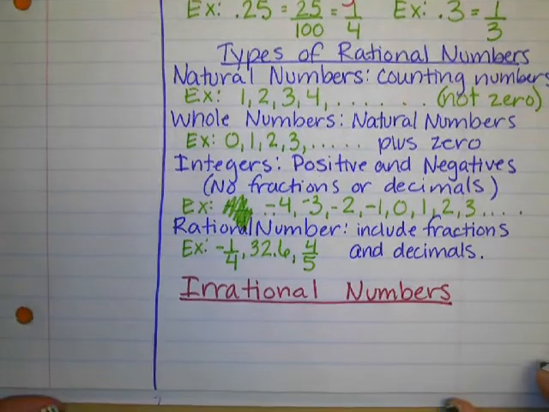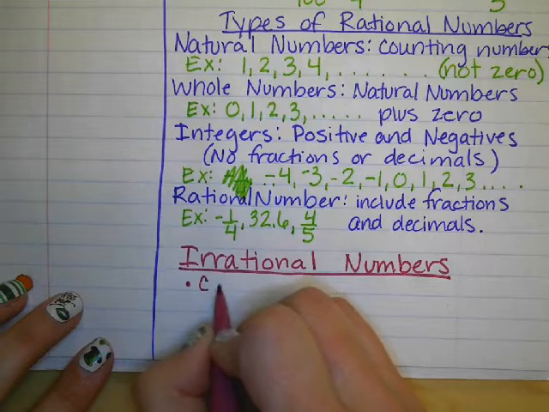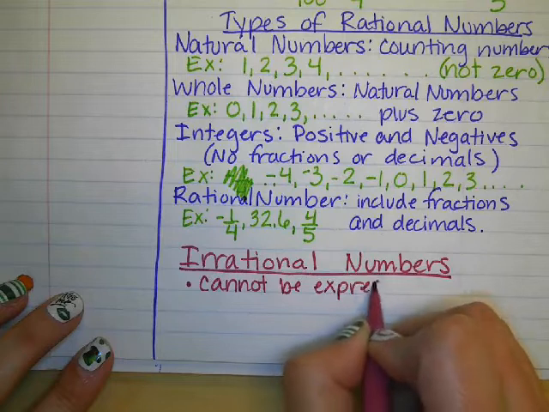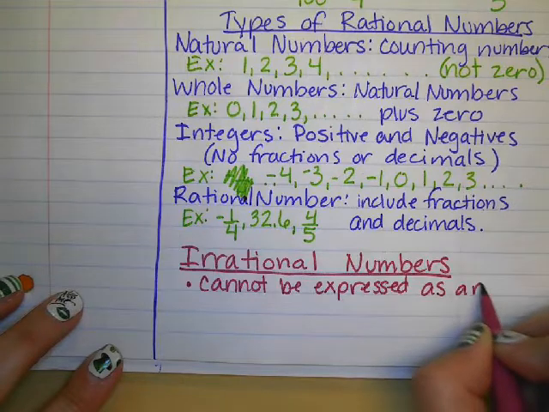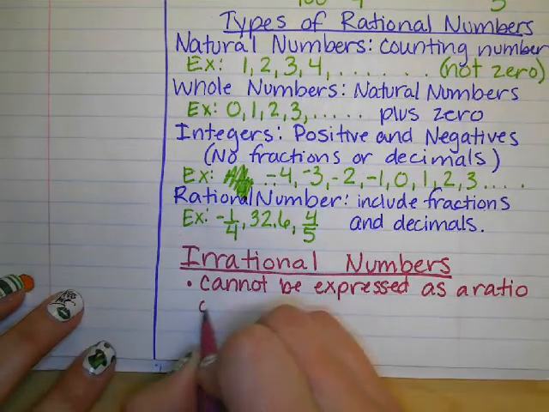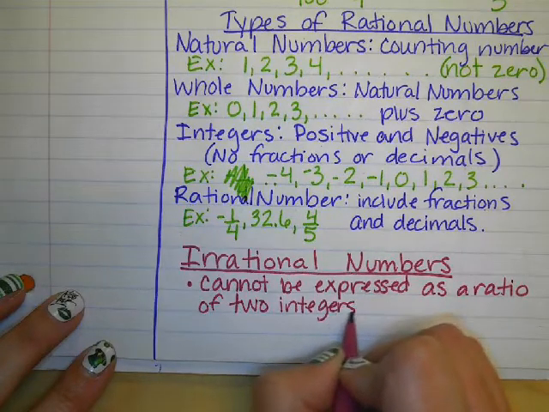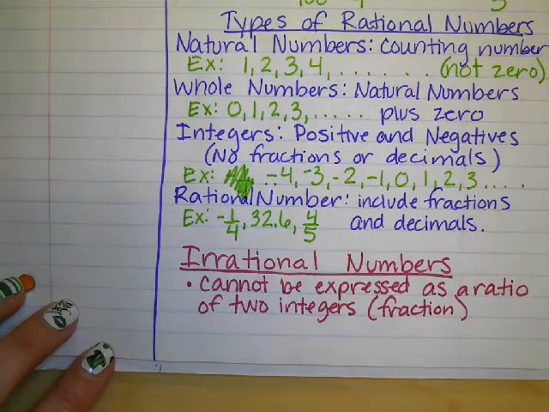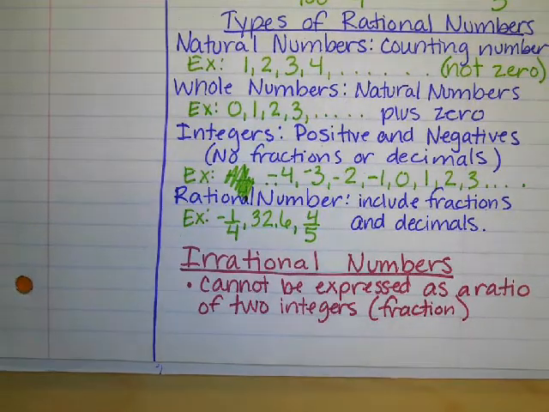So irrational numbers cannot be expressed as a ratio of two integers. Basically, it's a fraction. They cannot be written as a fraction. So these are going to include never-ending decimals that do not repeat.